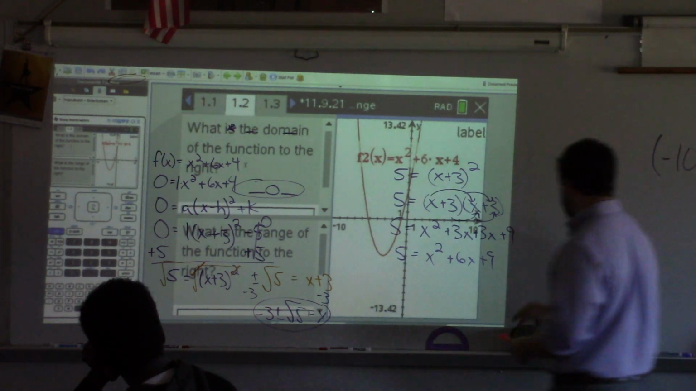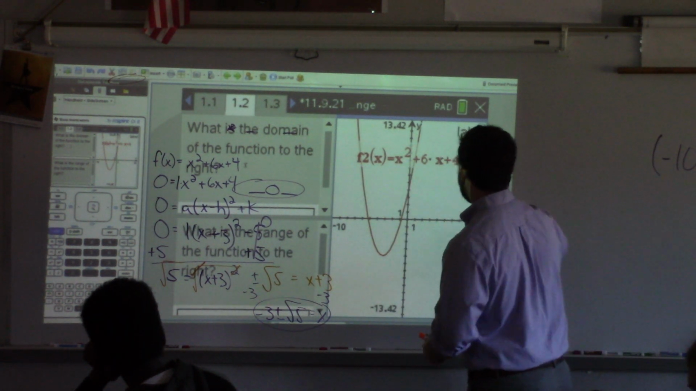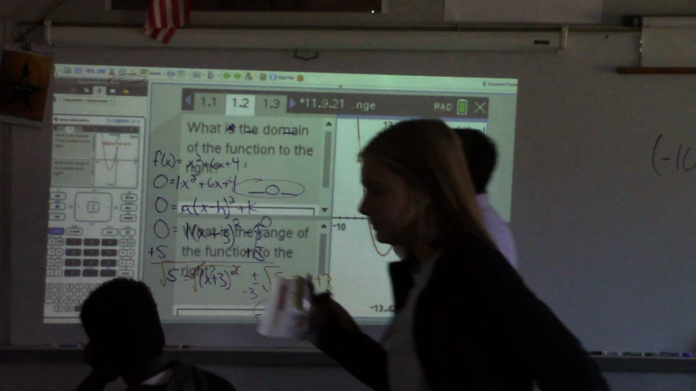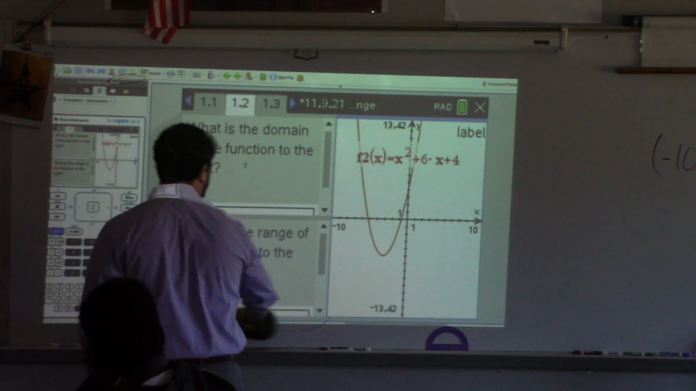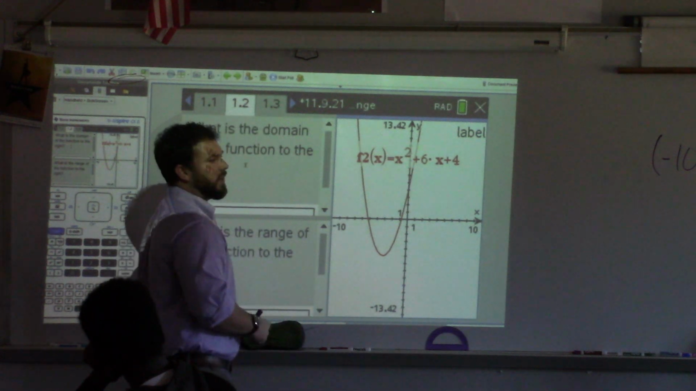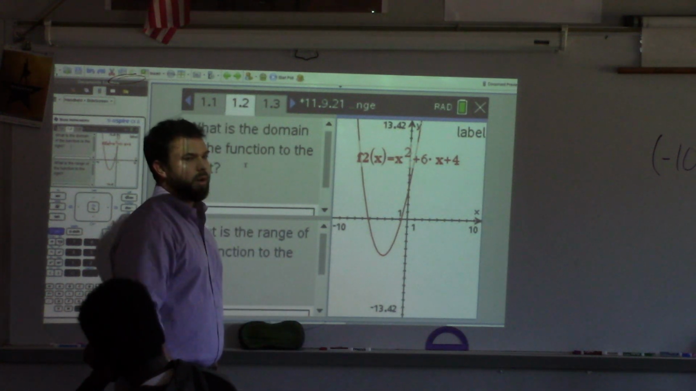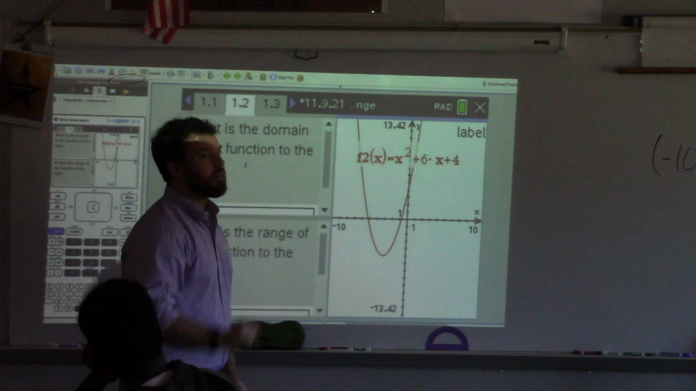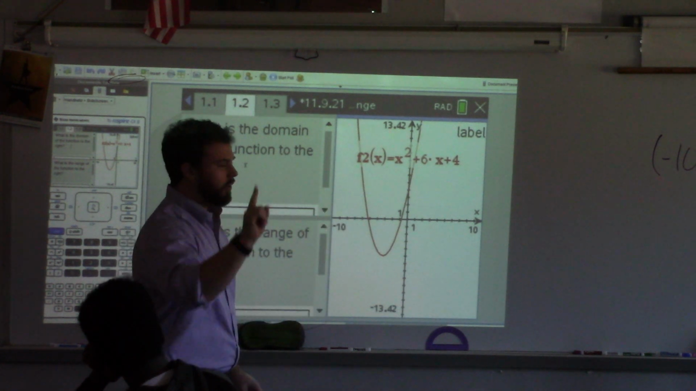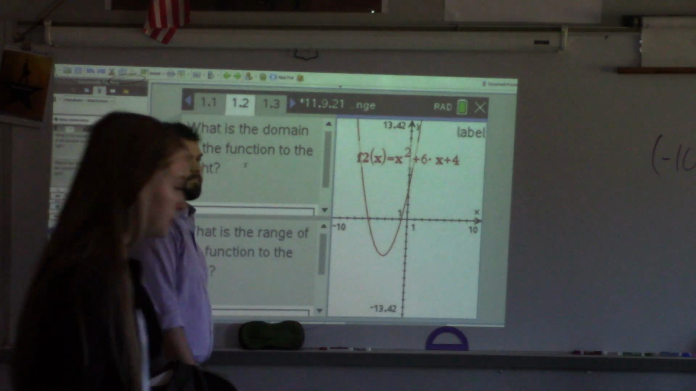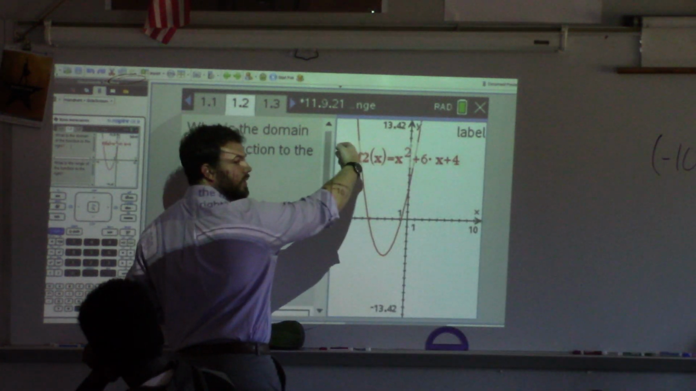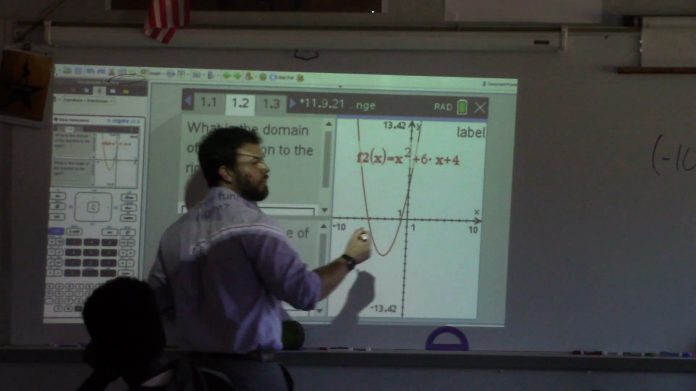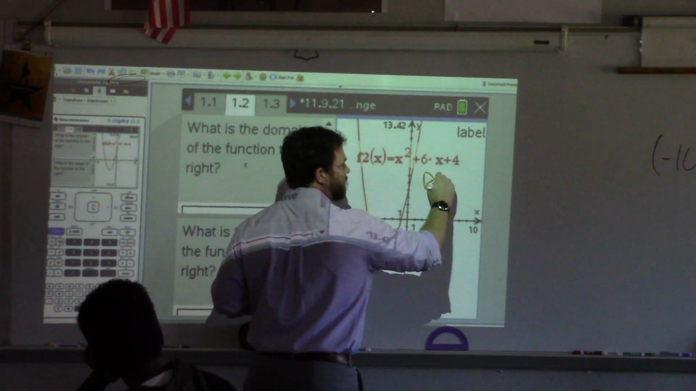But I do want to point out domain. Remember, this is something we started really talking about heavily yesterday. Domain refers to which variable? X. So what is the minimum x value? Listen to this important question. For the function, not the window, for the function. Is it going to continue going to the left? Is it ever going to stop going to the left? Nope.